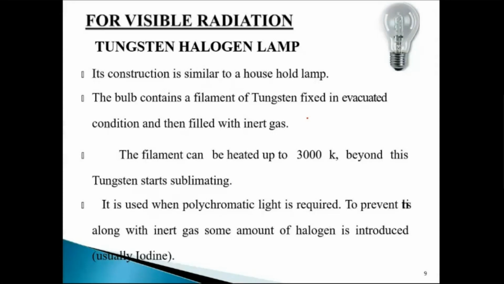So I will read out the points now. Its construction is similar to that household lamp. The bulb contains a filament of tungsten fixed in an evacuated condition and then filled with inert gas, halogen gas. The filament can be heated up to 3000 Kelvin. Beyond this, tungsten starts sublimating, it starts evaporating. It is used when polychromatic light is required.